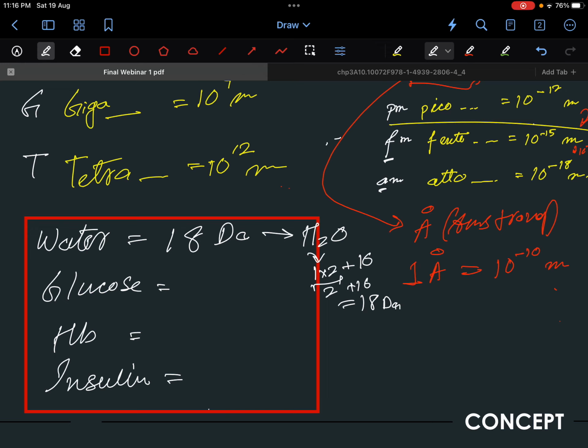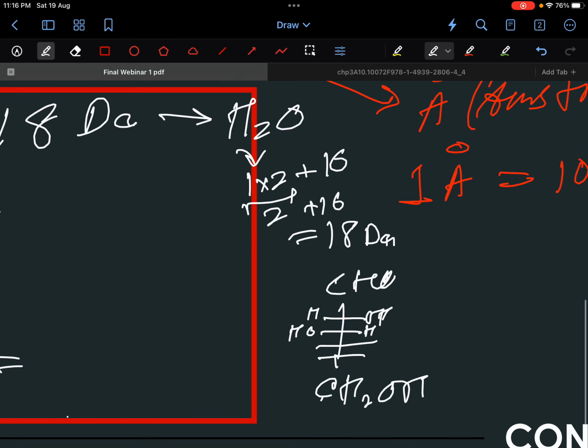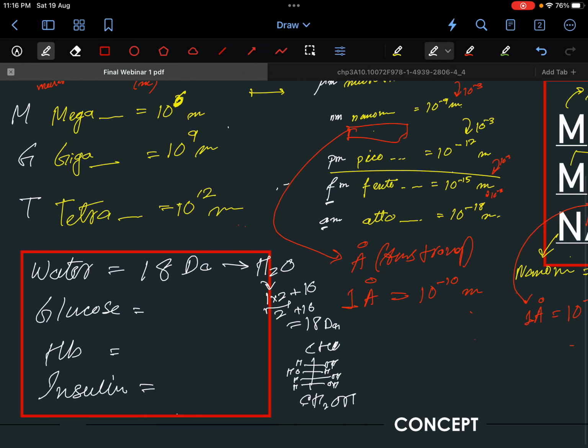You can just draw the structure of glucose. CHO, CH2OH, and this 1 2 3 and 1 2 3 4 5, and I think there will be another one. Yeah, and for this one H will be here, and HOH, and OH, okay, and these are the carbons. If you calculate the molecular mass, it will be 180, but the very simple way to remember this is 10 times the water. 10 times the molecular mass of water is glucose. Okay, so for hemoglobin, the molecular mass is 64 kilodalton.